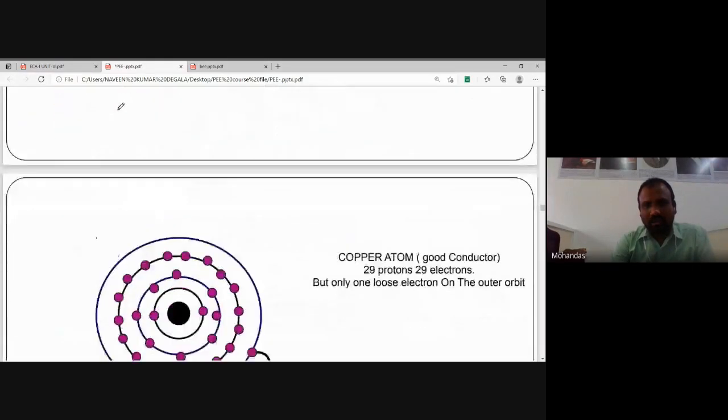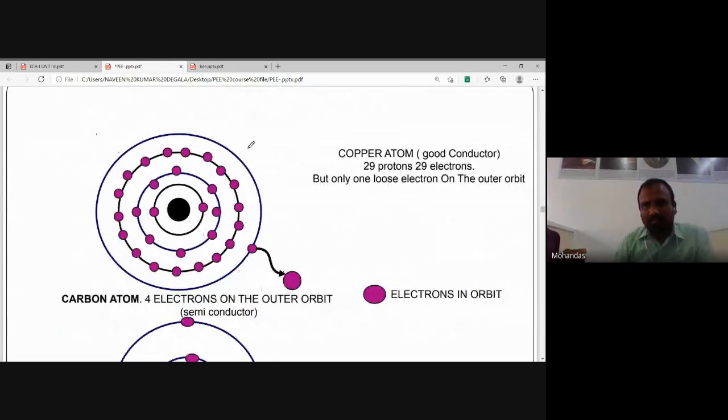Let us take an example of a copper atom. If you take a copper atom, you know the atomic number is 29. So what is the meaning of the 29 here? At the center, as we already discussed, is a combination of protons and neutrons. So there are 29 protons present here, and the 29 electrons are revolving in different orbits.